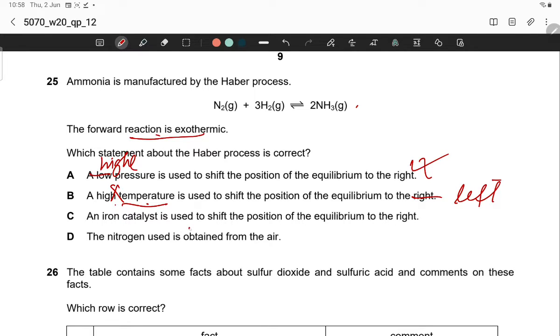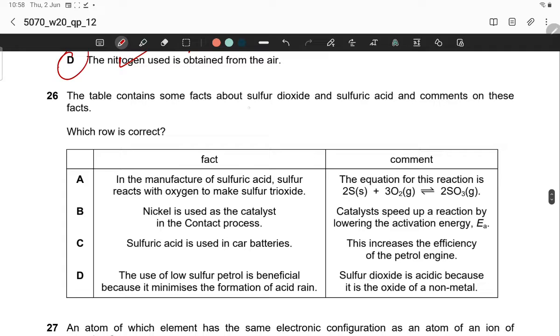And an iron catalyst is used to shift the position? A catalyst only speeds up the reaction. It does not change the position of equilibrium, so this is incorrect. The nitrogen used is obtained from the air. This must be correct.